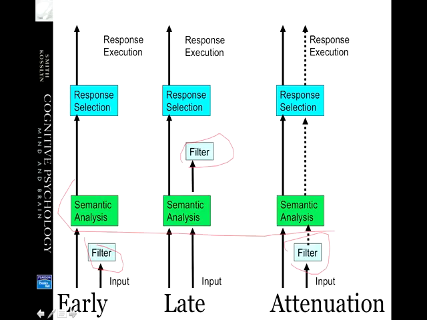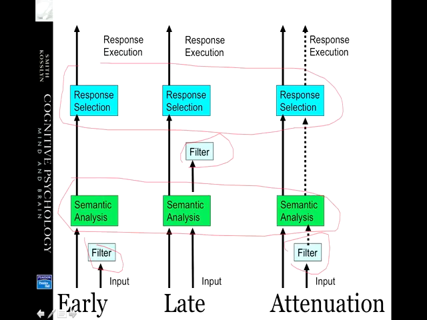So the message doesn't go away. That's why you get this dotted line all the way up to the top. Okay. Response selection is thinking, what do I want to do? What do I want to say? This will make more sense in a minute when we talk about how people test these theories. So response selection is, my friend is talking to me, okay, they want me to say something back, what should I say? Response execution is just you actually talking or looking or doing whatever you're doing.